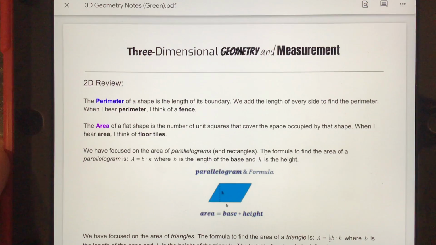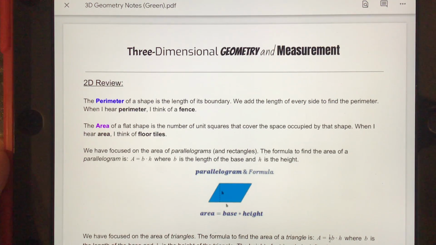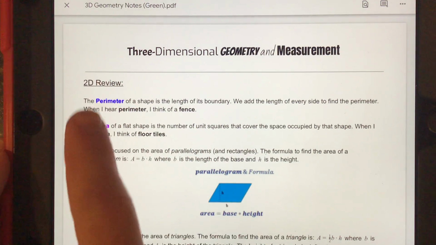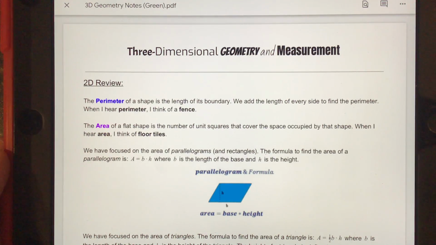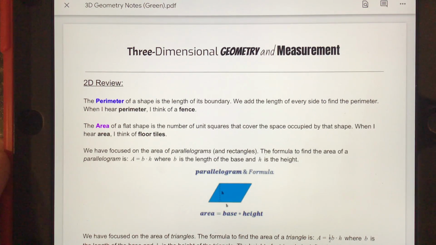Because to understand what's going on in the 3D world, we have to have a really good understanding of perimeter and area. And when I think about perimeter, I think about a fence. And remember, when I hear area, then I think about floor tiles. Because the perimeter is referring to, with a 2D shape, any polygon, that distance around the outside. That's a linear measurement. But when I hear area, now we're talking about a different type of units entirely.